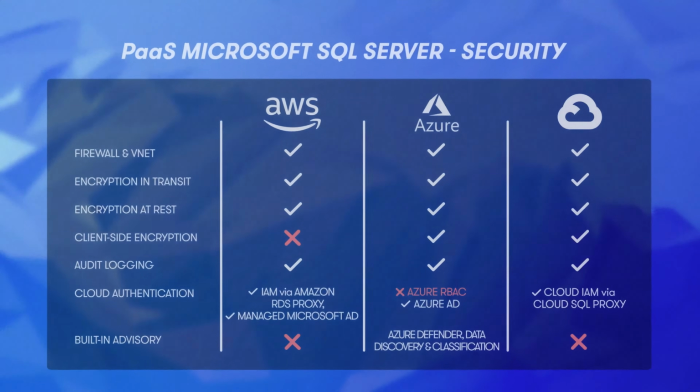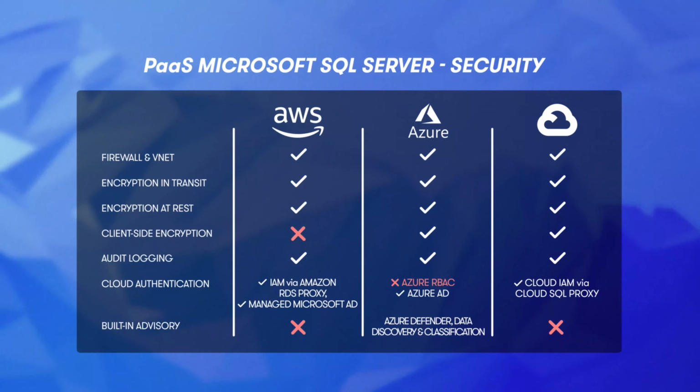All providers offer strong security with firewall and VNet, encryption in transit and at rest, and audit logging. The key difference is that RDS doesn't have built-in client-side encryption, and Azure doesn't have native role-based access control, although it does have some more advanced advisory capabilities built in.